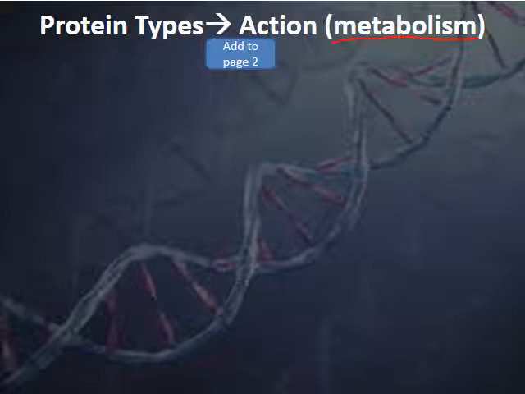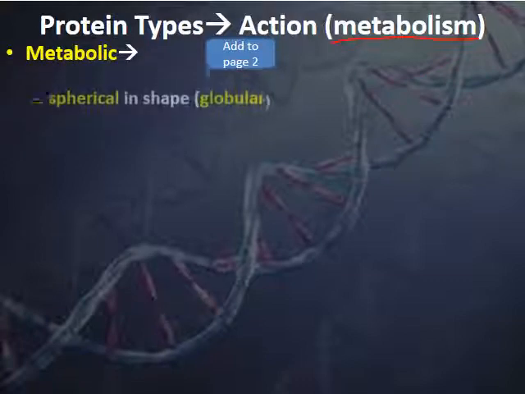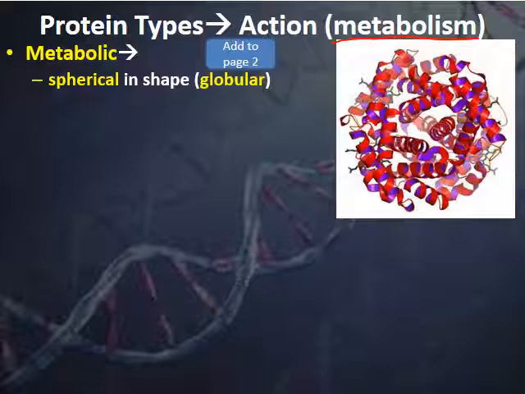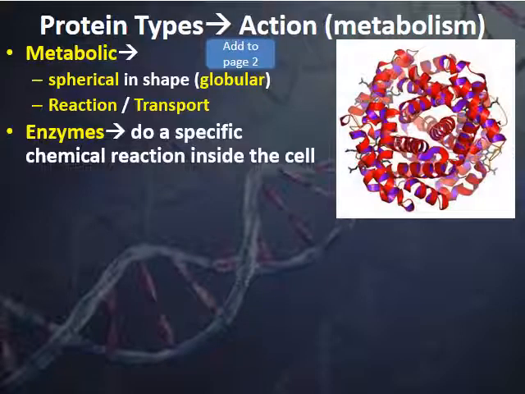And you should just add down some information about these examples. Right? So our metabolic proteins, again, metabolic, they're all going to have very similar shapes. So anything that's a metabolic protein will be spherical. We also say that it's globular, like a glob, like a ball of gunk or something would be a glob. So they're all spherical in shape, and they all do some type of reaction or transport action. So they're all active ones. They'll do something. So the first example might be like enzymes.